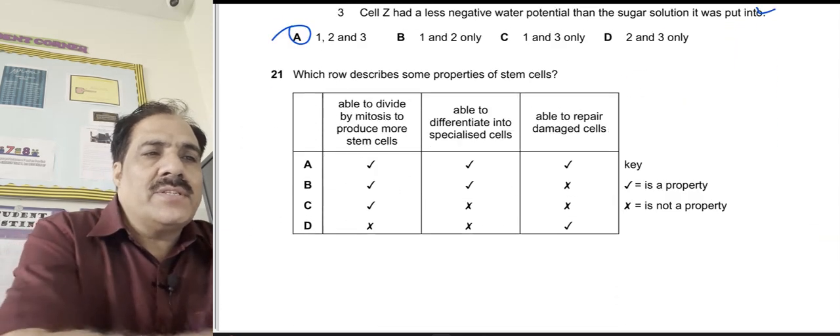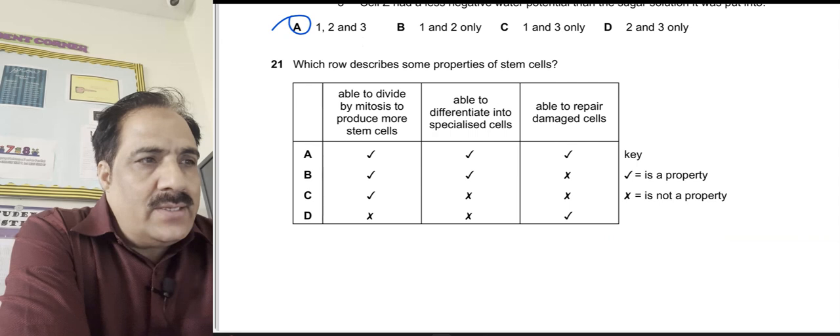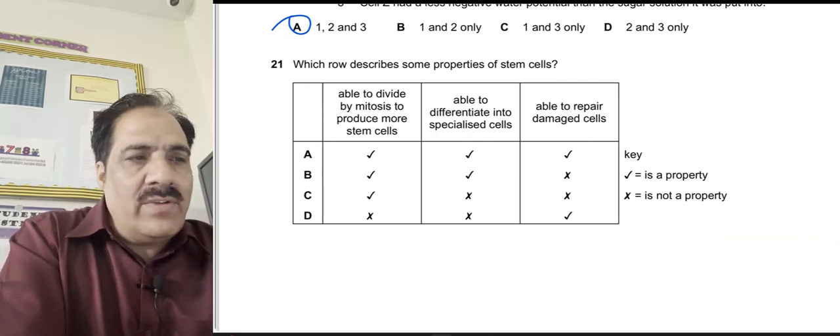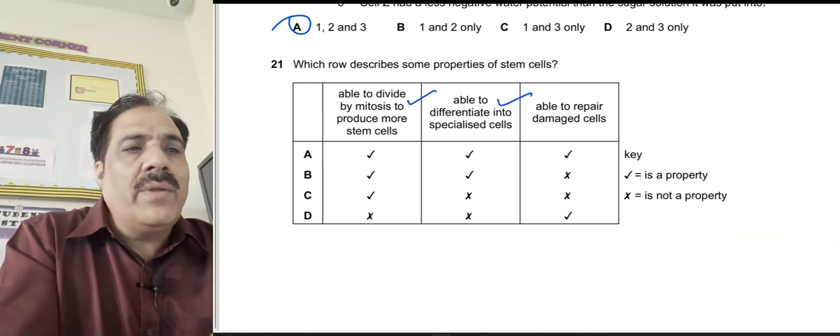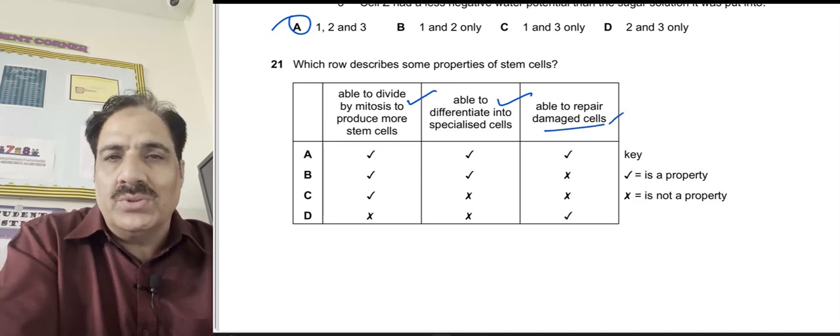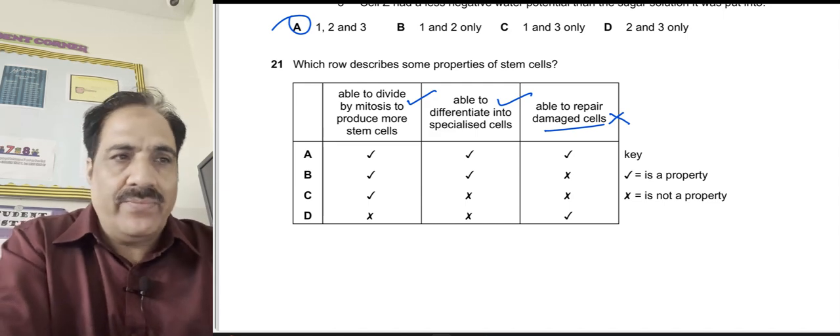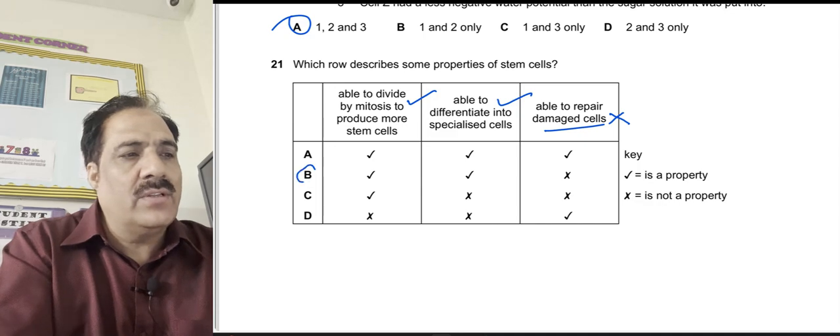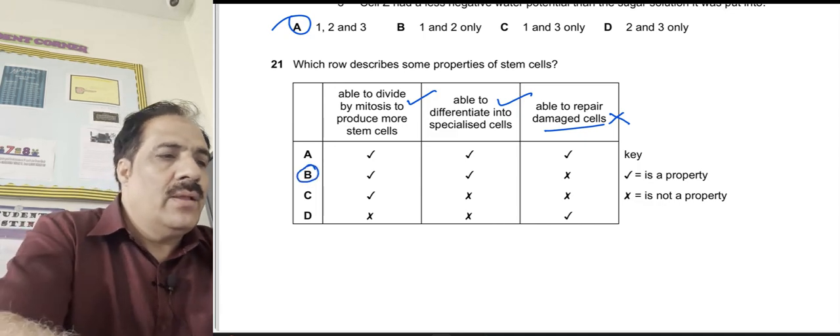Which row describes some properties of stem cells? They are able to divide by mitosis. This is actually what we mean by stem cells. When they divide, they differentiate into specialized cells, and they are able to repair damaged cells. They don't repair damaged cells, they repair damaged tissues. A cell cannot be repaired, a cell can be replaced. So we see that the first two are correct and the third one is wrong. B is the correct option.